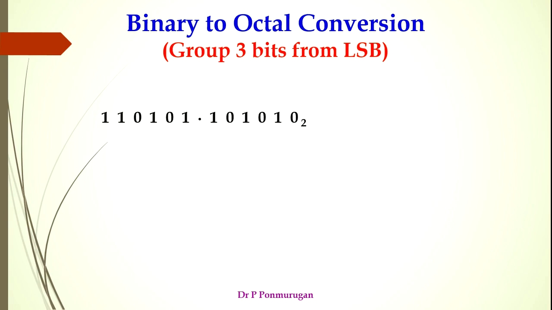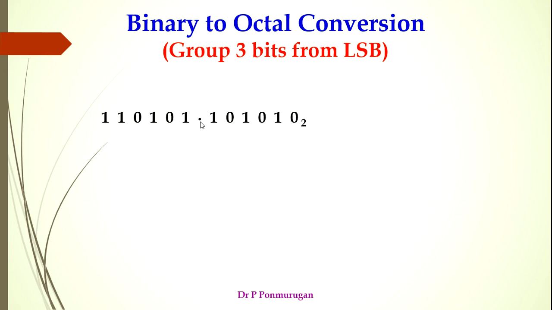Consider this binary number, I mean a binary value with a decimal point. Initially we have to group the given bits, I mean the given number, into groups of 3 starting from LSB. So here the binary number has 6 digits to the right and left of the decimal point.